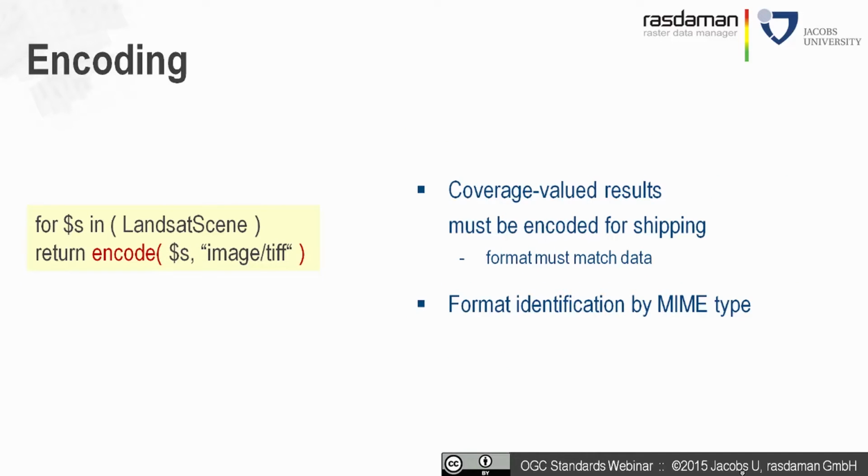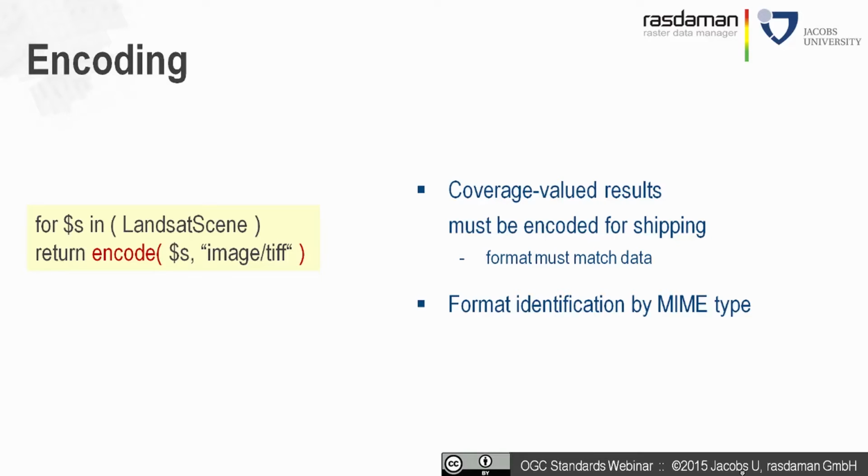Next part. We already talked about it, but let's make it official. Any coverage that is delivered must be encoded in a suitable format. Therefore, we have the encode statement equipped with an identifier of the data format. In this case, we want to get our $s encoded as a TIFF file. Of course, the format must match the data. So four-dimensional climate datasets you cannot squeeze into a TIFF file.